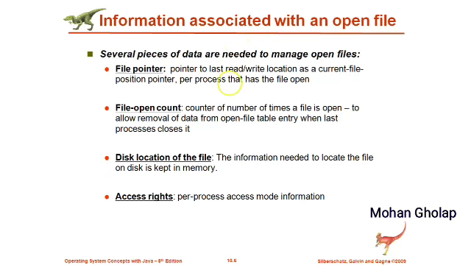The next one is the disk location of the file. This is the information needed to locate the file on disk, and it is kept in memory. Then access rights: per process access mode information, as we saw in the previous slide, that is, all the access permissions for a particular file for the different users.